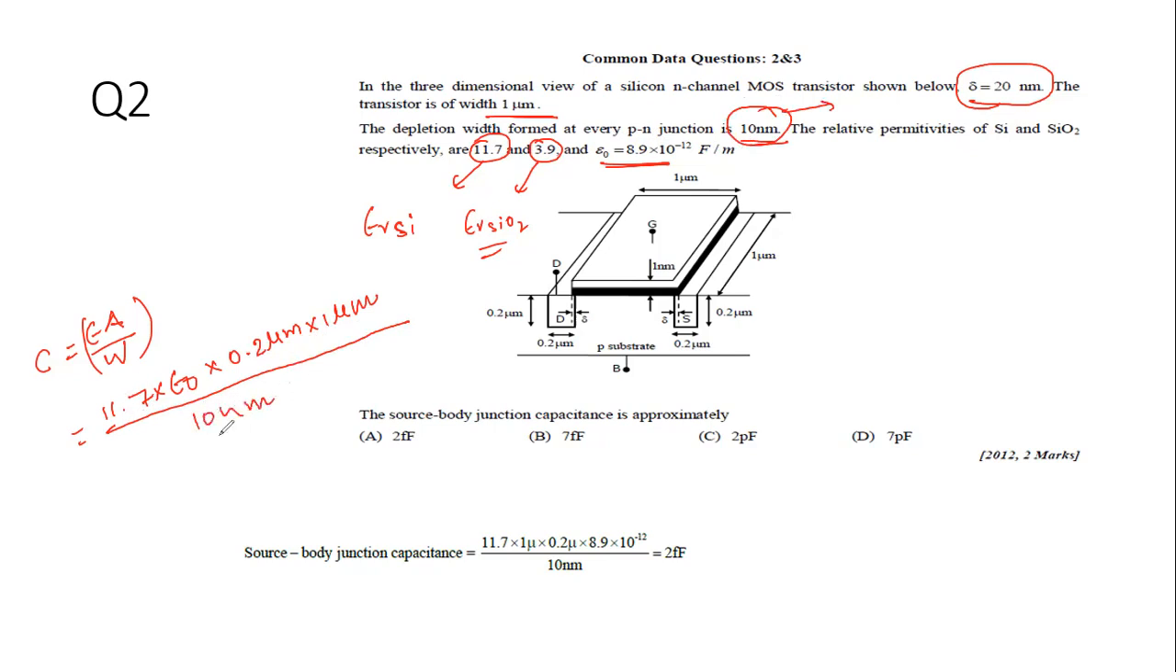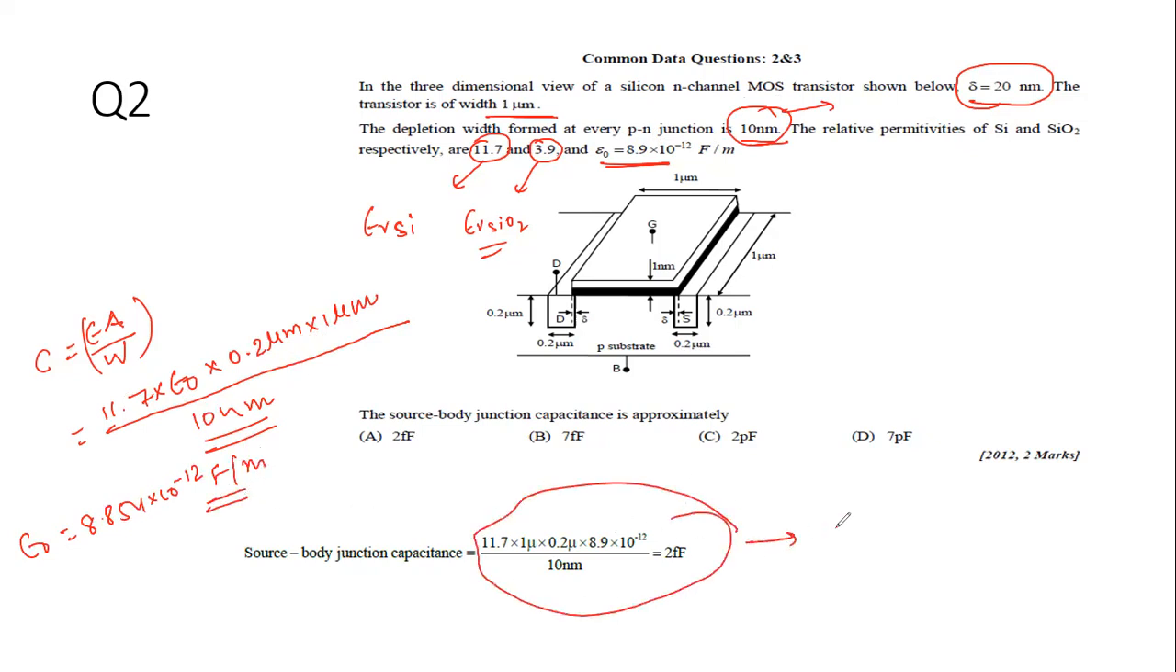After solving, epsilon naught is 8.854 into 10 to the power minus 12 farad per meter. Just put all these values, and you get the capacitance, which you can write as 2 into 10 to the power minus 15 farad. So the answer is A. Option A is the right option.